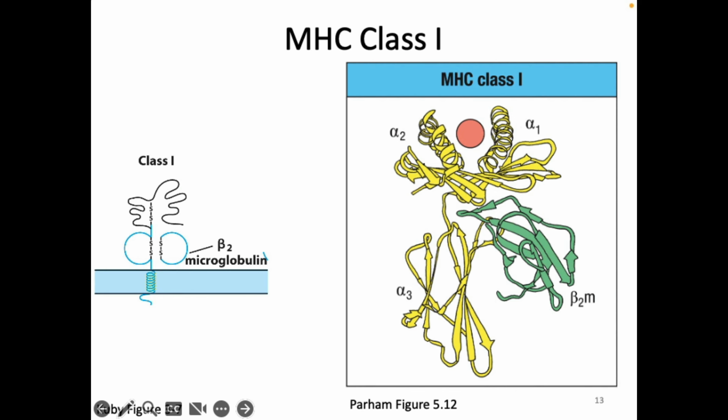This molecule is not folded correctly unless it has MHC class 1 heavy chain, beta 2M, and the peptide. So you need all of them to actually put this whole thing together. That's going to be really important when we talk about how exactly you get a peptide, because it doesn't fold right until you've got a peptide.